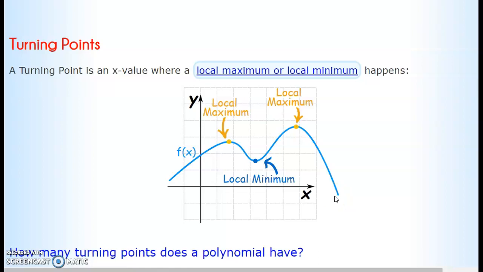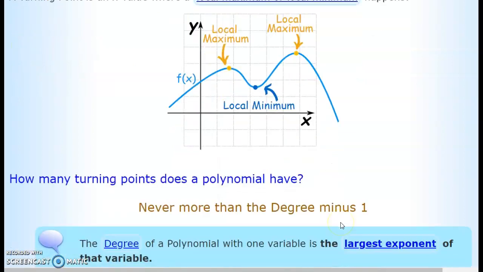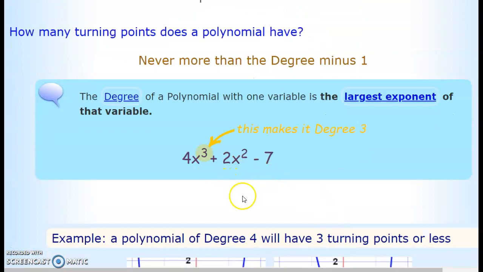You are always going to have fewer turning points than your degree. You don't always know how many turning points you have, but the maximum number of turning points would always be one less than whatever your degree is. For example, if you have a 4th degree polynomial, then you will have at most 3 turning points. Okay, so that's all that this is saying.